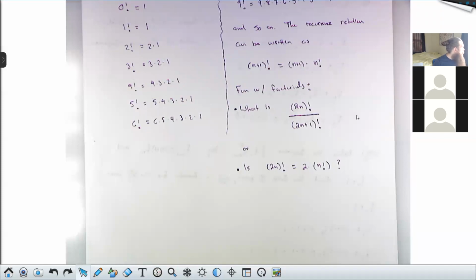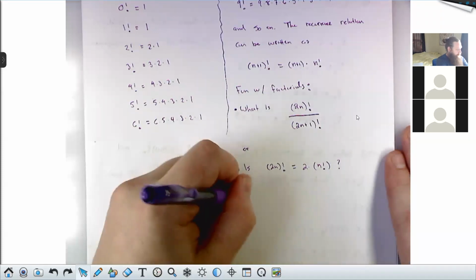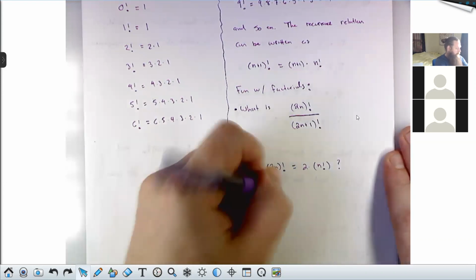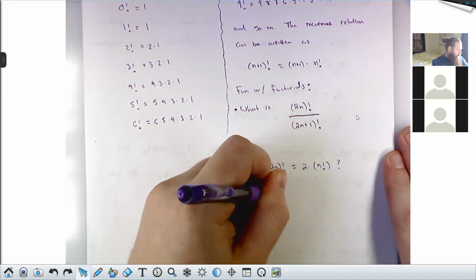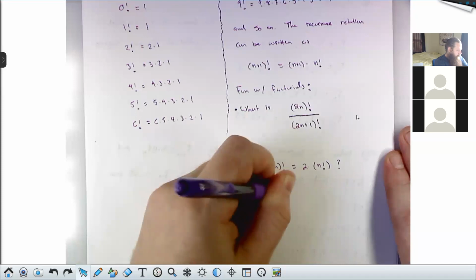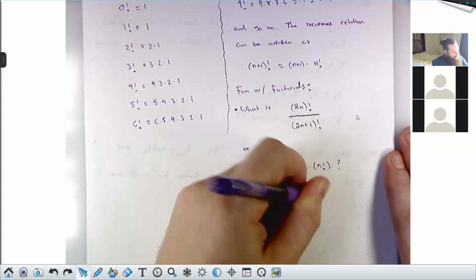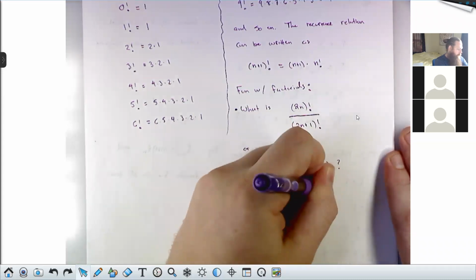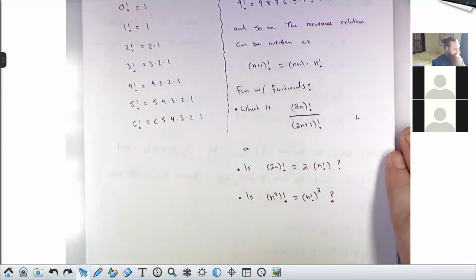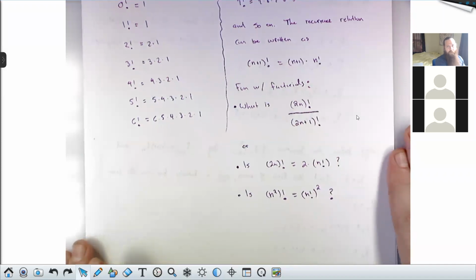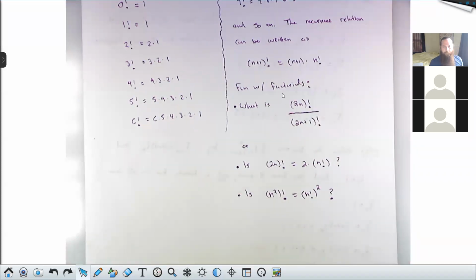Ratios of factorials are important. Is n squared factorial the same as n factorial squared? Stuff like this. The first one, you can simplify this just by writing everything out. You've got to figure out what 2n factorial is, and that's going to require some care.